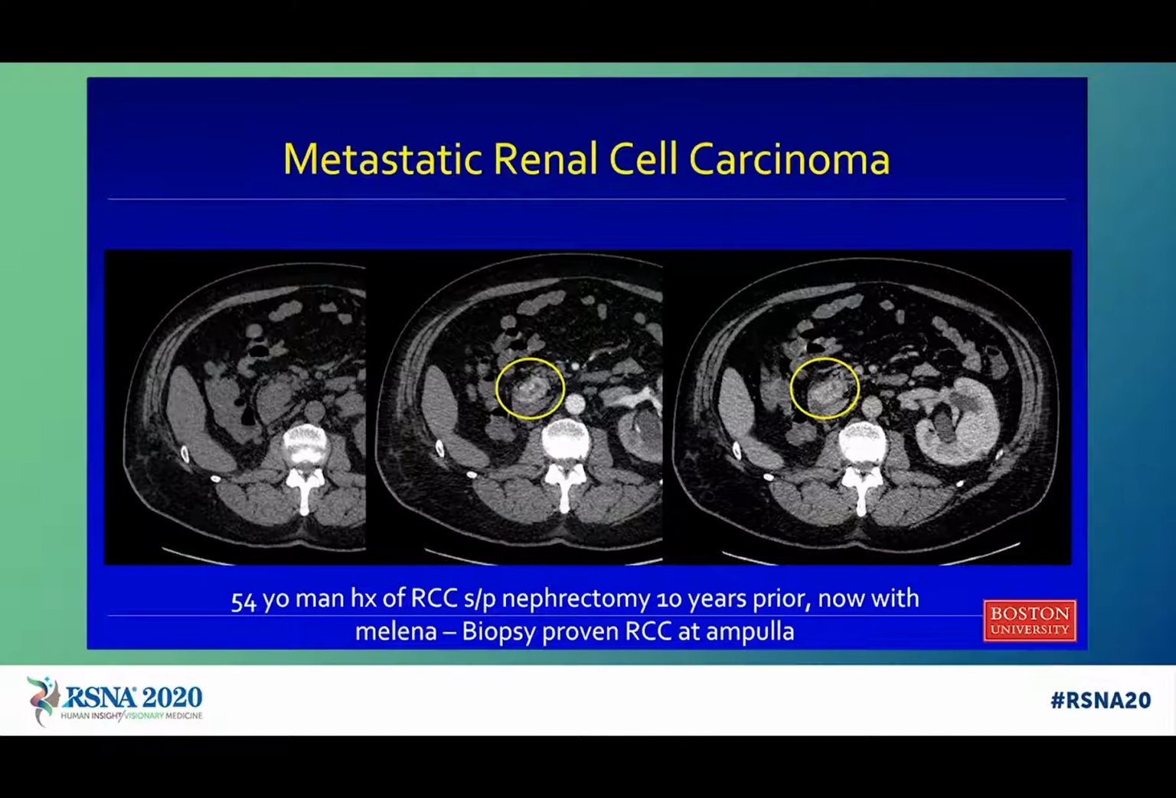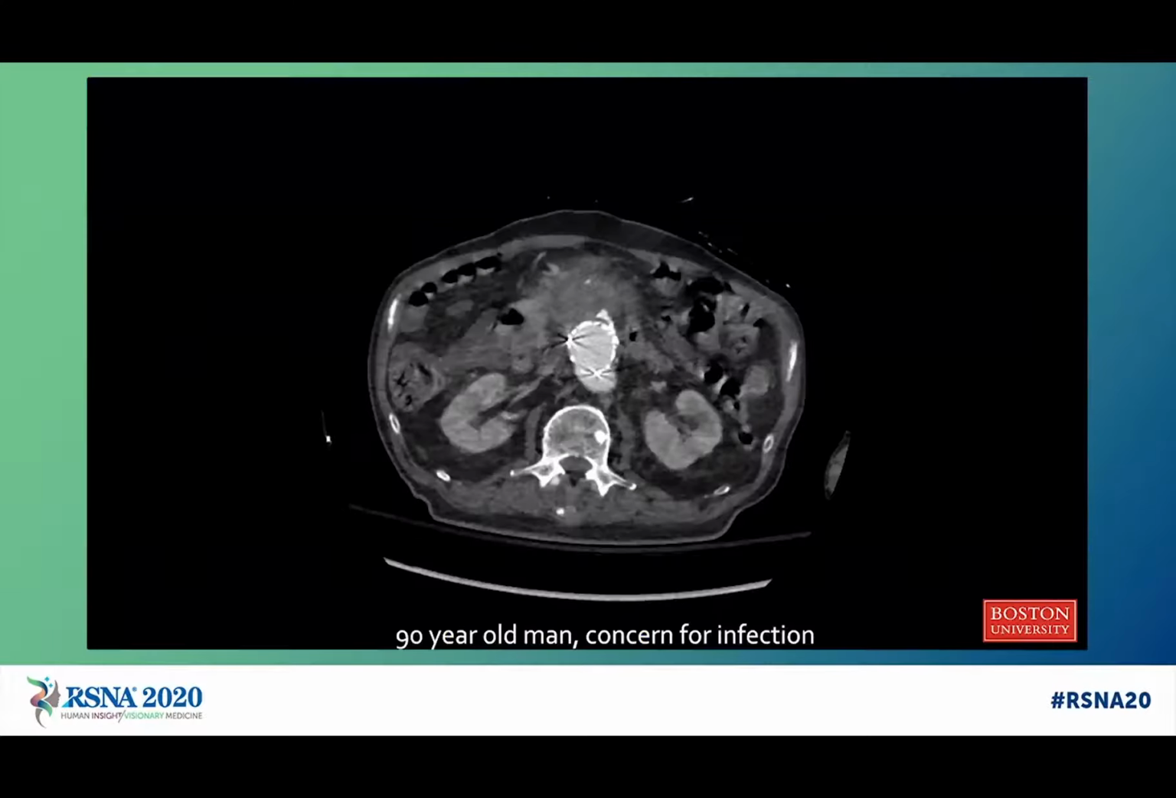This is a rare example of a metastatic renal cell carcinoma which caused upper GI bleeding. This was a man who had renal cell carcinoma as well as nephrectomy 10 years ago, and he presented with melena. At EGD, he had a biopsy-proven renal cell cancer metastasis at the ampulla.